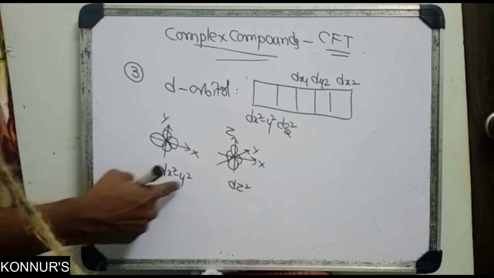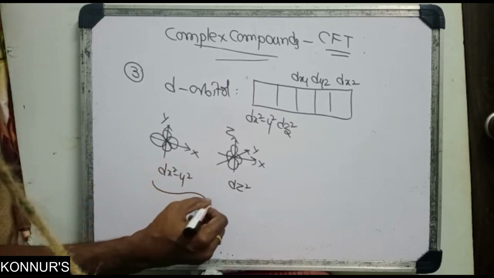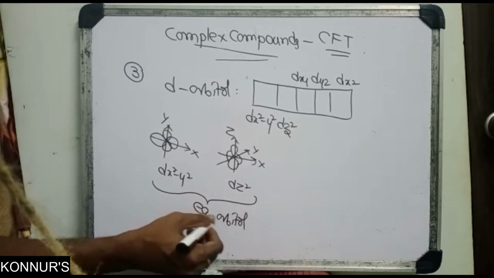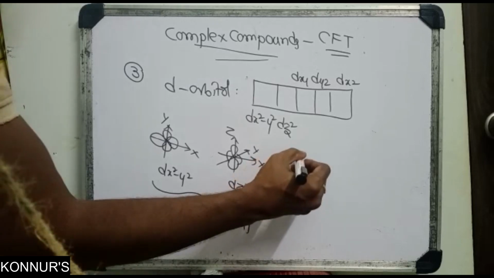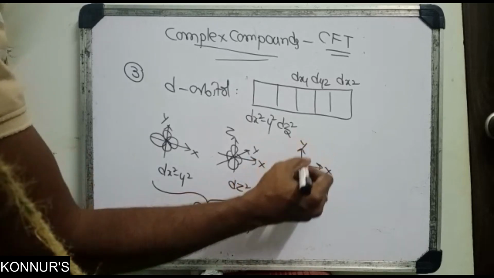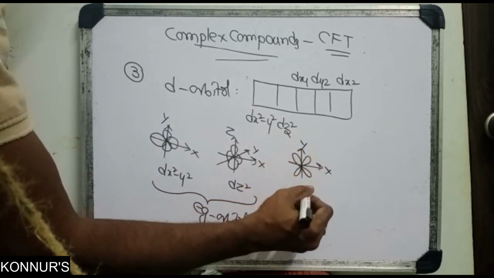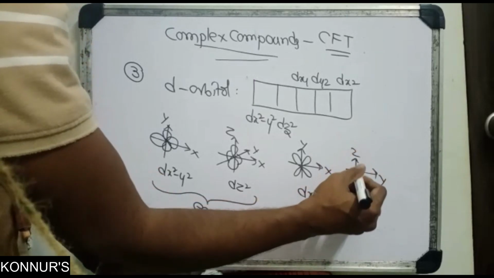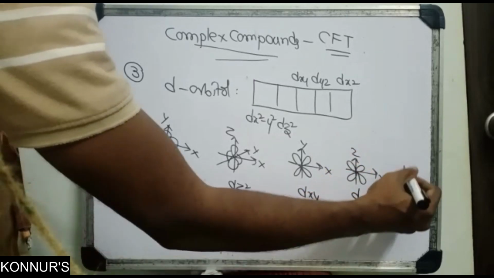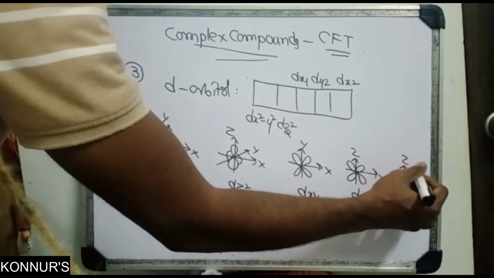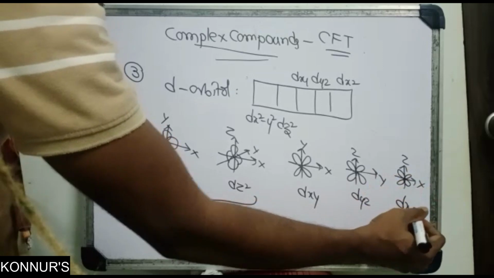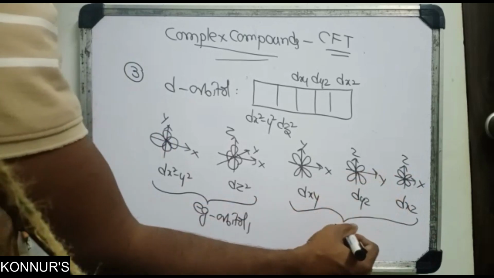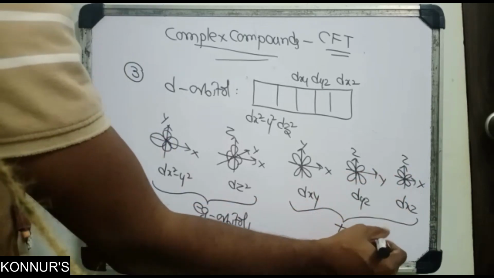See, these two are present upon the axis. These are called Eg orbitals, so doubly degenerate orbitals. Next, x, y. Between x and y, that is dxy. In between y and z, dyz. In between x and z, dxz. So these are in between the axes. These are three members, so triply degenerate orbitals.